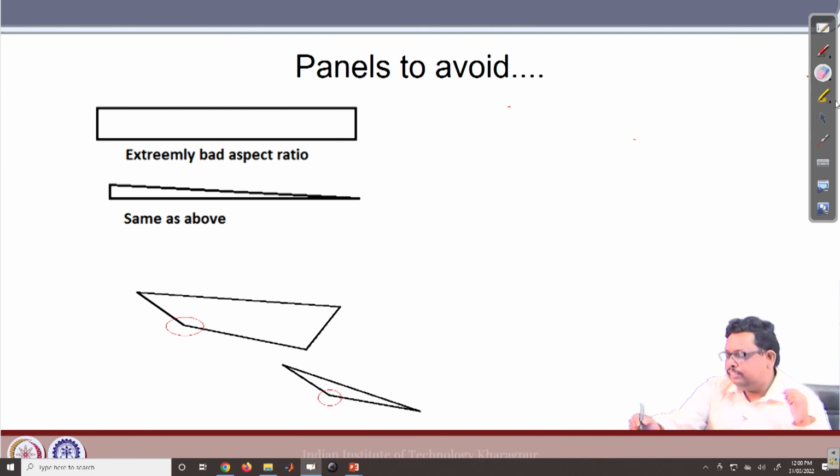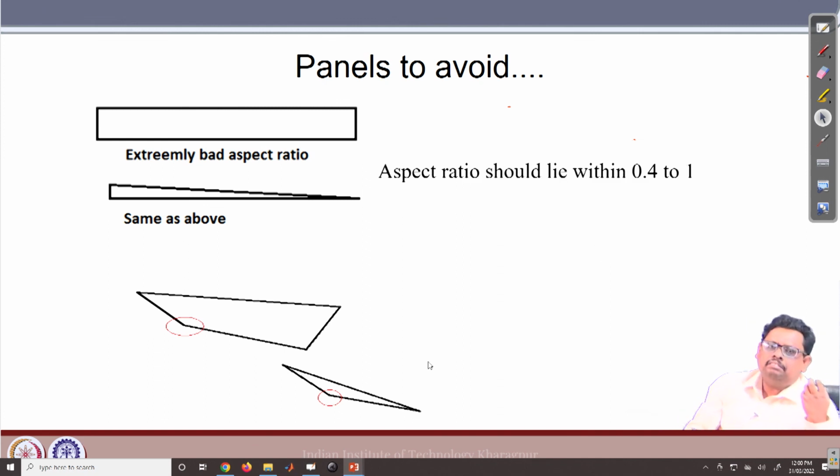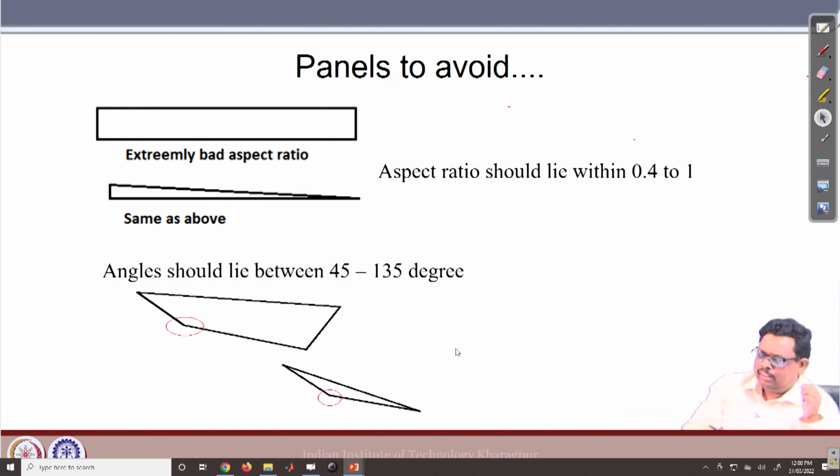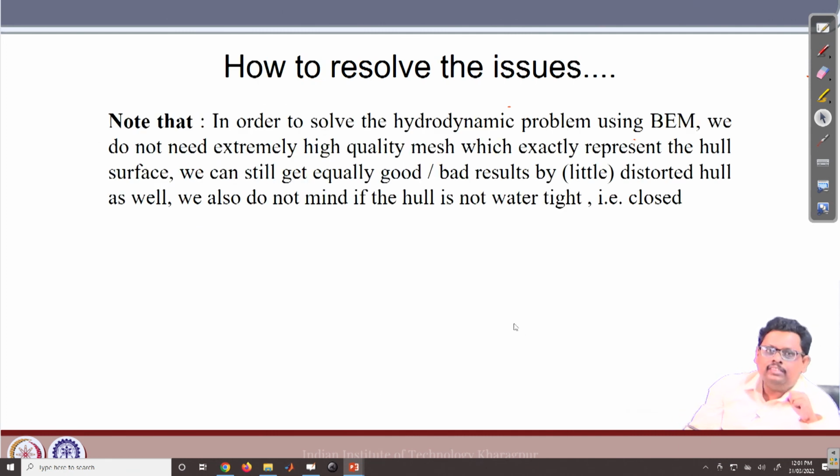So, there is a thumb rule, like the aspect ratio should lie within 0.4 to 1, and the angle should lie within 45 to 135 degrees. So, these are the thumb rules, and if you follow them, then you will get better results. Okay. Now, suppose in your paneling you are having these issues, then how to deal with it?